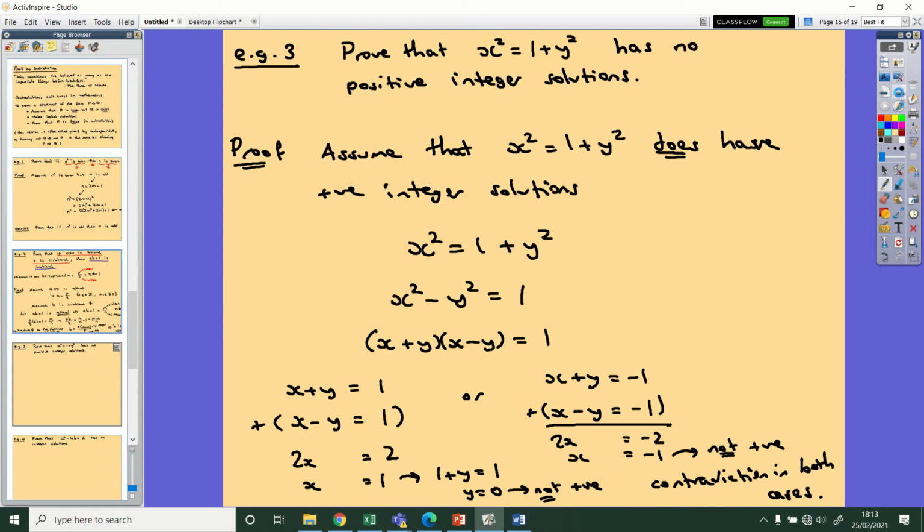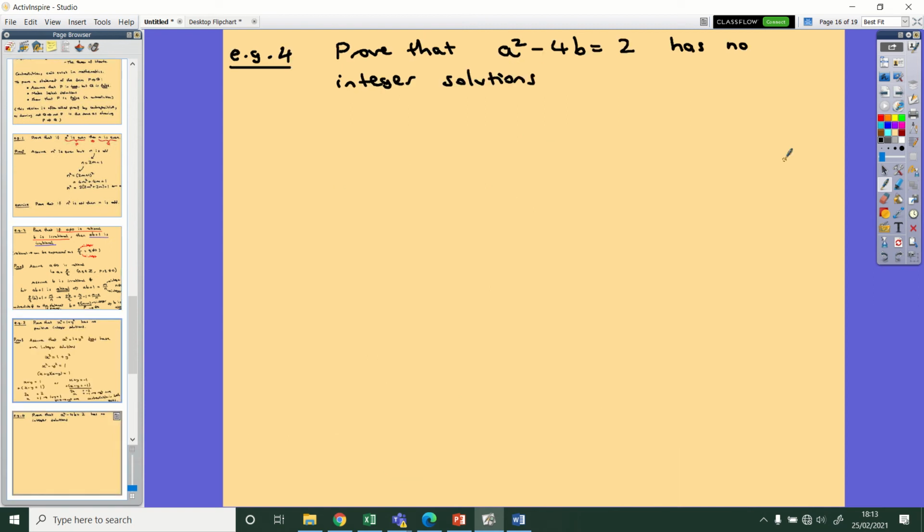So fourth example. This one's a slightly more difficult example compared to the previous, but it's based on the same kind of idea. So we're proving that a squared minus 4b equals 2 has no integer solutions. And this time by integer, we're talking about positive, negative, and 0 if possible as well. Okay, so let's have a go at this.